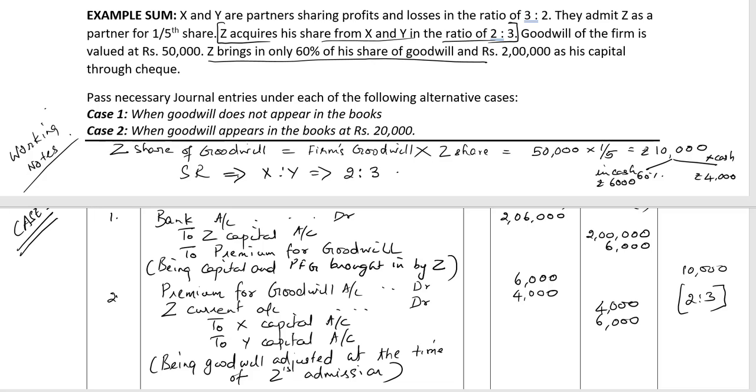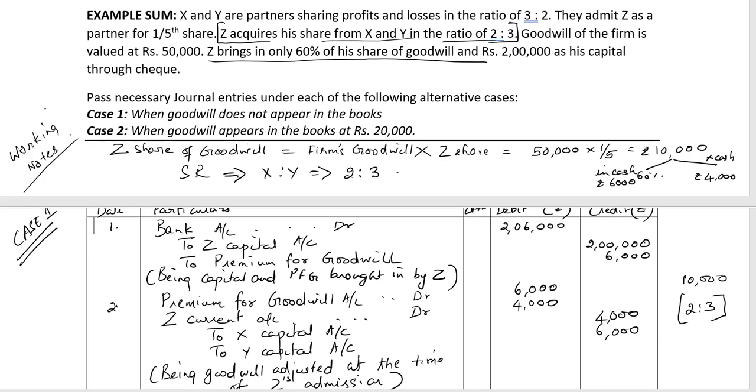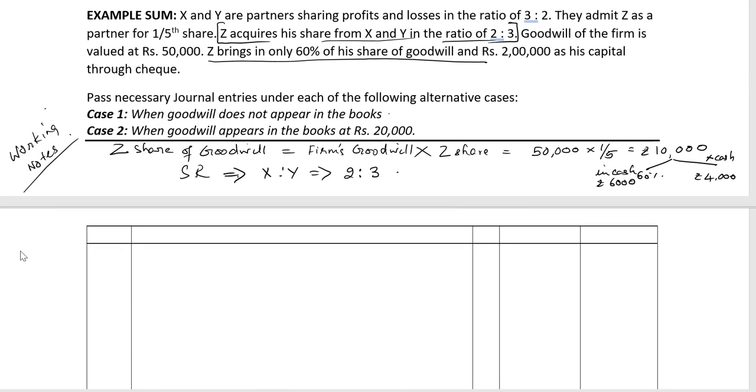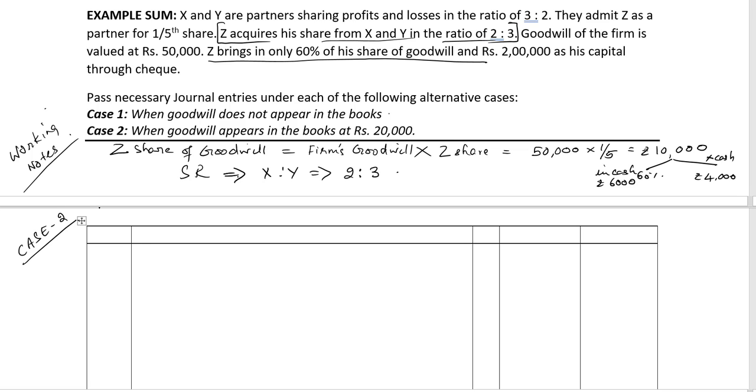So we just finished case 1. These are the 2 entries which are required for case 1 when goodwill does not appear in the books. Let's go to case 2. Case 2 says when goodwill appears in the books at rupees 20,000. Let's pass the journal entries.